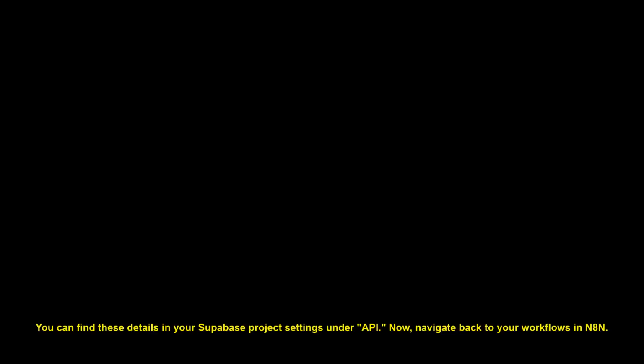Select Supabase from the list of available credential types. Input your Supabase project URL and public API key in the respective fields. You can find these details in your Supabase project settings under API.